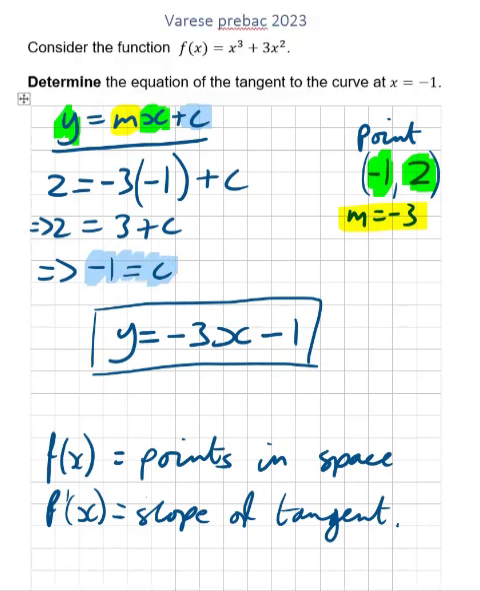Last thing I do in any question I answer is I go back to the question and I ensure that I've definitely answered the question. So I was asked to determine the equation of the tangent to the curve, okay? Is this an equation? Yes, it is. Is it the tangent to the curve at x equal to -1? Yes, it is. I'm very happy now.